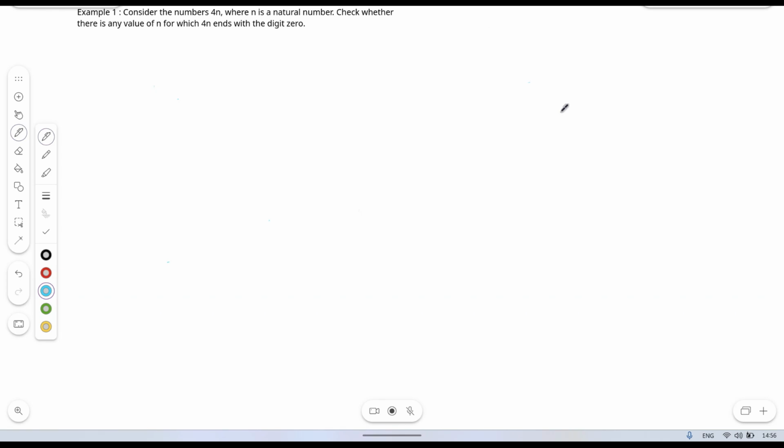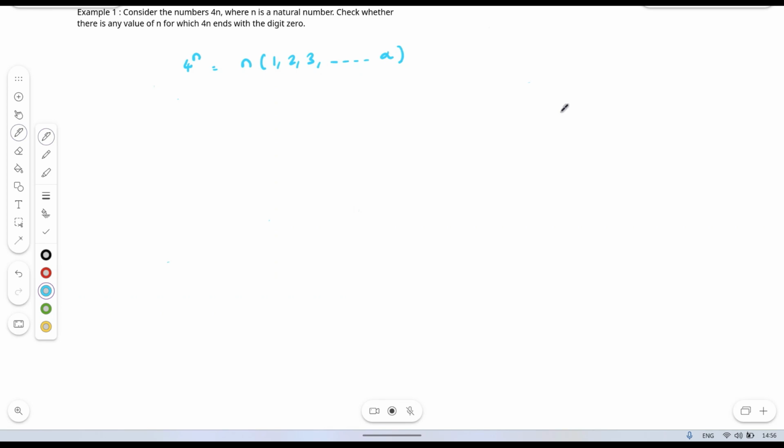In this video, we will see example 1 of CBSE class 10, the chapter Real Numbers. The example says we have a number of the form 4 to the power n, where n is a natural number, that means n is equal to 1, 2, 3, up to infinity.